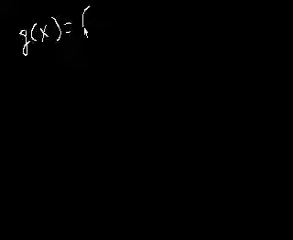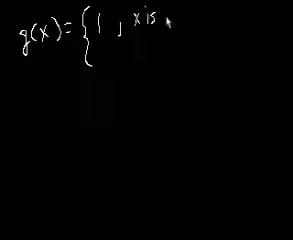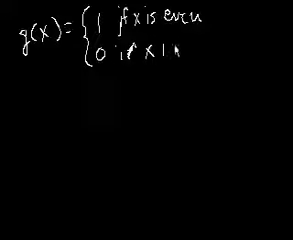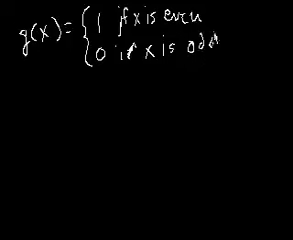Well, let's start off with an example not too different than what we saw before. Let's say that g of x is equal to 1 if x is even. It's like an if. And it equals 0 if x is odd. Right?